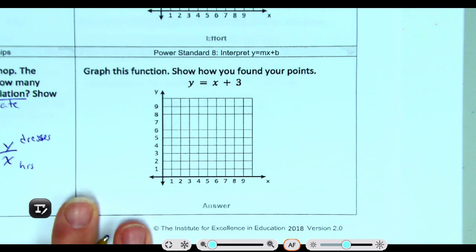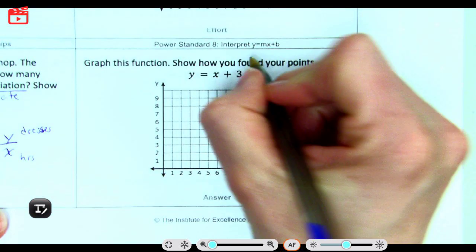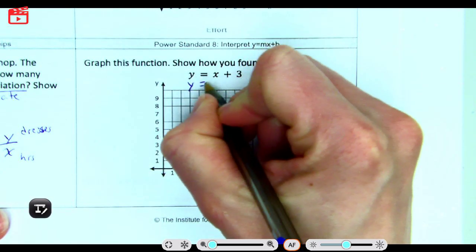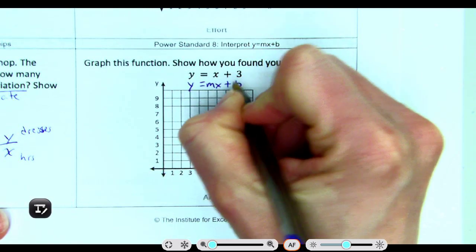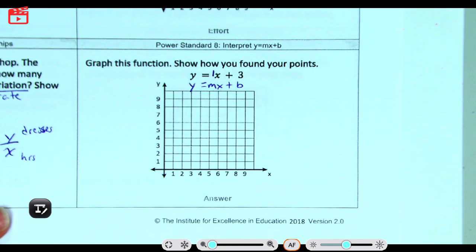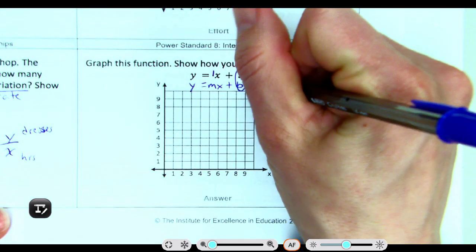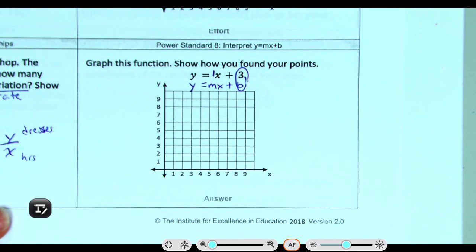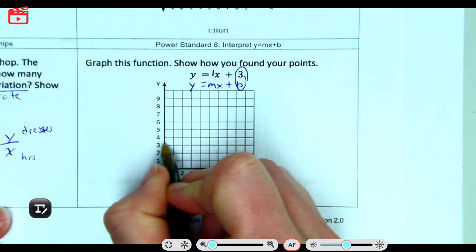Power standard 8, interpreting y equals mx plus b. Graph this. Well, because we know y equals mx plus b, and I can throw a 1 in there. Remember our steps. The first thing we do is we plot our y-intercept. That's our b. That's what is being added on. So at the y-axis at 3, I put a dot.